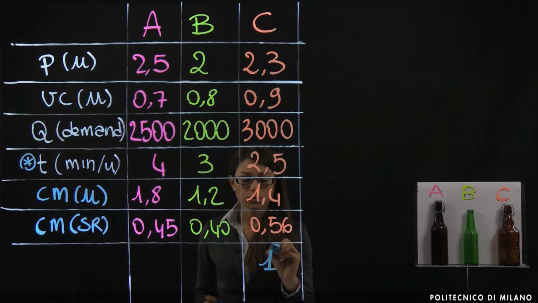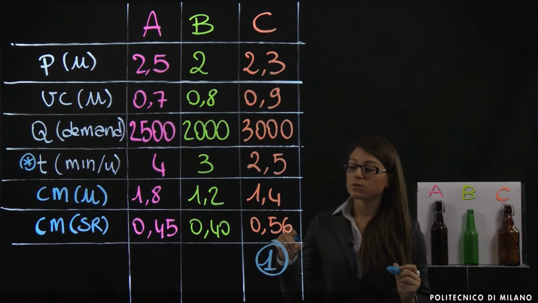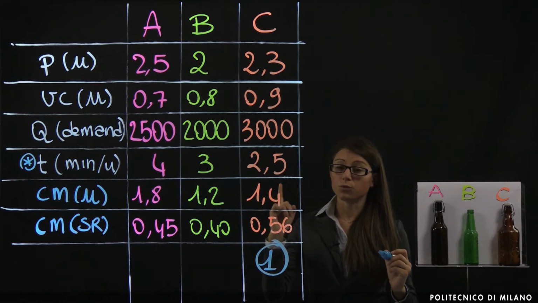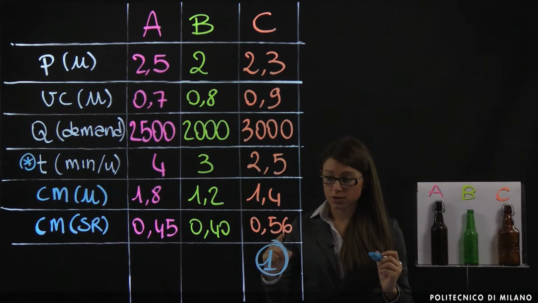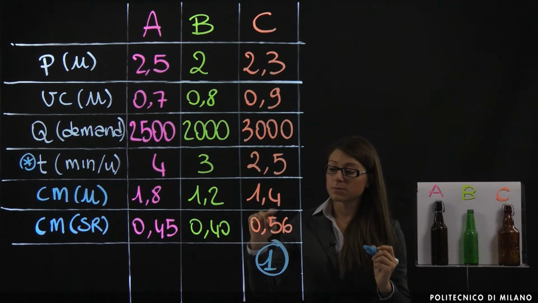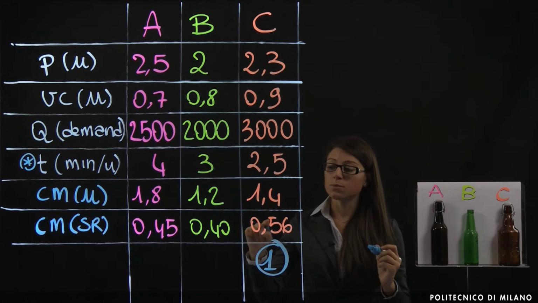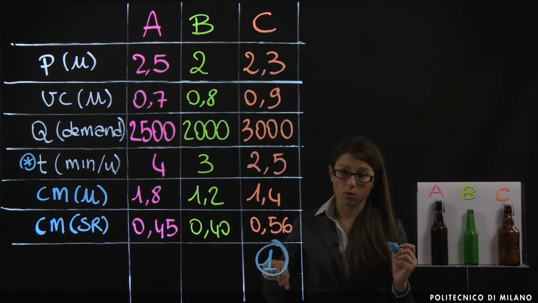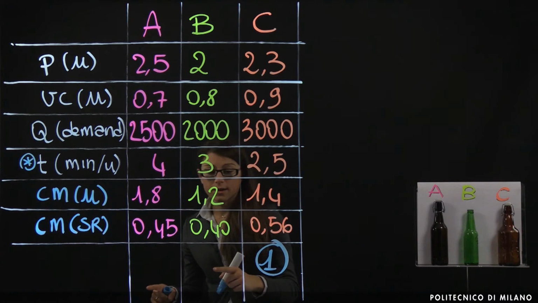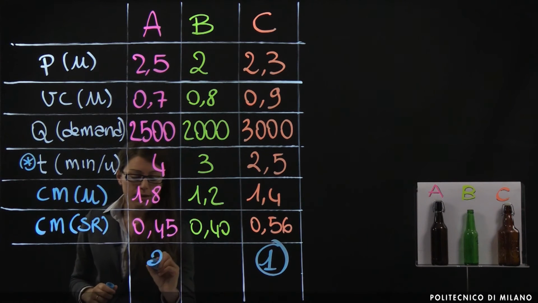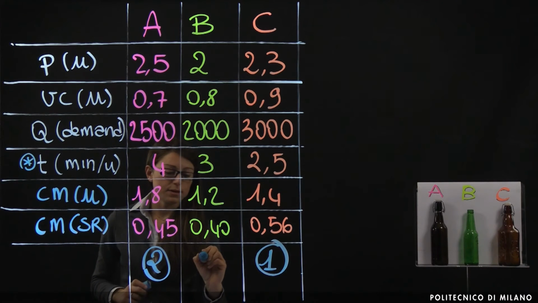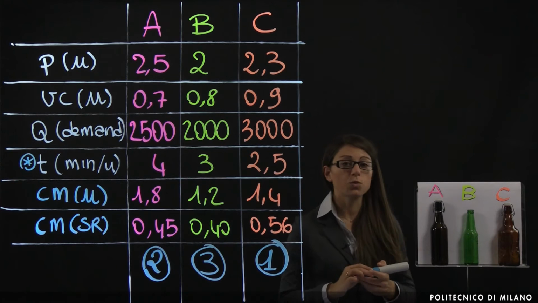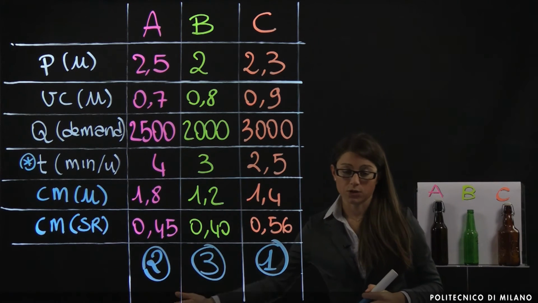So that's the first one that should be produced. And the reason why is because it has the highest contribution margin per scarce resource, which means that if we use our machine for 1 minute of the production in order to realize the product C, the machine is able to produce a contribution margin of 0.56 euros for every unit of beer C that is realized on the machine. And then the second one should be the beer type A, and then the third one is the beer type B. So with the contribution margin per scarce resource, we have identified the order of production.